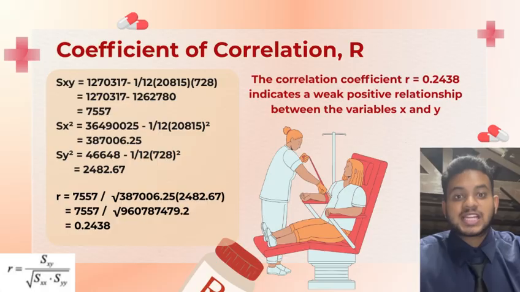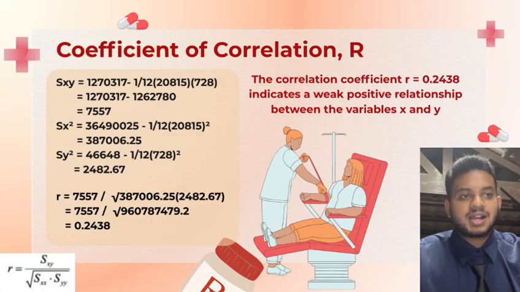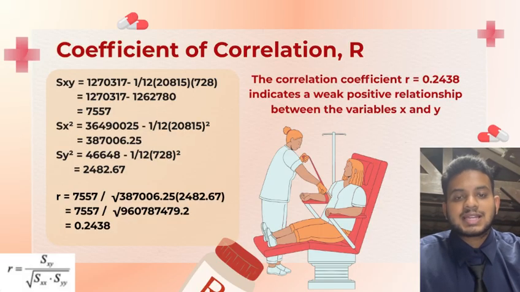Next we'll see the coefficient of correlation R. To find R, you have to use the formula where R equals Sxy over the square root of Sxx times Syy. To find Sxy, we got the answer 7557. For Sxx, we got 387006.25. Next, for Syy, we got 2482.67. So overall, to find R, we got R equals 0.2438. That indicates a weak positive relationship between the variables x and y.